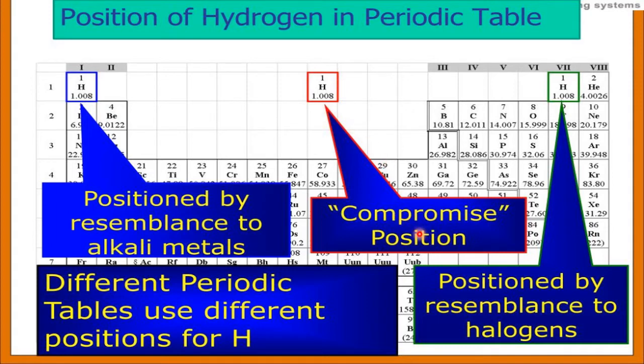Let us not say that this is in the left only or right only. So this is called the compromise place for hydrogen, which is exactly in the middle between the extreme left and the extreme right. It is positioned by resemblance to alkali metals, because some of the properties of hydrogen resemble the alkali metals, and some of the properties resemble the halogens. Therefore, this is called the compromise position.